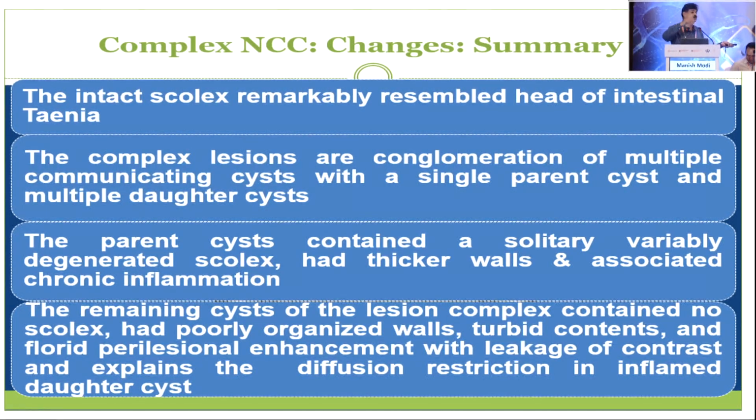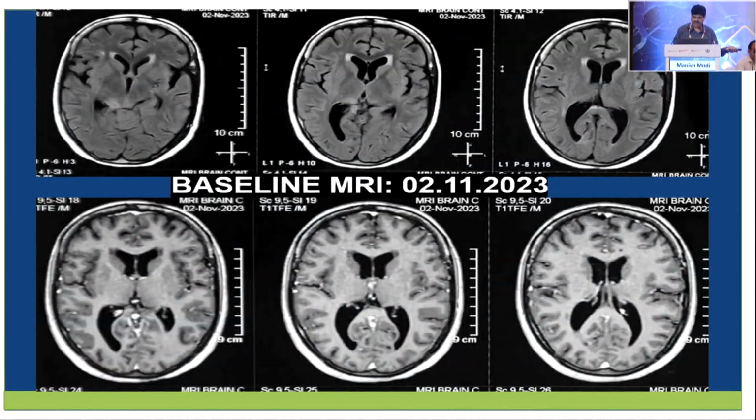It can be one, it can be two, and it can take the shape of a large tumorous lesion like I showed in the one which was proven on biopsy because the diagnosis was not clear. The patient was worsening despite being on ATT, right? And the parent cysts contain a solitary, variably degenerated scolex, which I showed you, had thicker wall and associated chronic inflammation with a thick wall. And the remaining cysts contain no scolex, poorly organized wall, turbid contents, florid perilesional edema with leakage of contrast. And that explains the diffusion restriction in inflamed cysts.